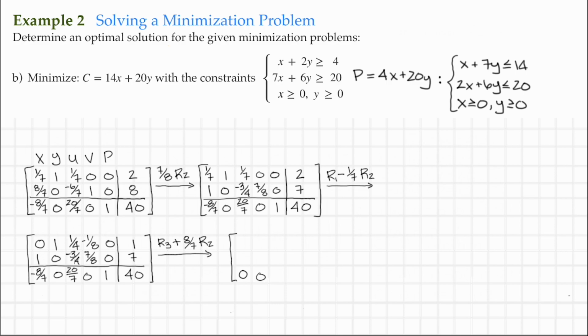Negative 3/4 times 8/7 is negative 6/7. And 2/7 minus 6/7 is 2. 7/8 times 8/7 is 1, and 0 plus 1 is 1. 0, 0, bring down the 1. Bring down our vertical line. 7 times 8/7 is 8, and 40 plus 8 is 48. Close off our bracket and bring over the rest.